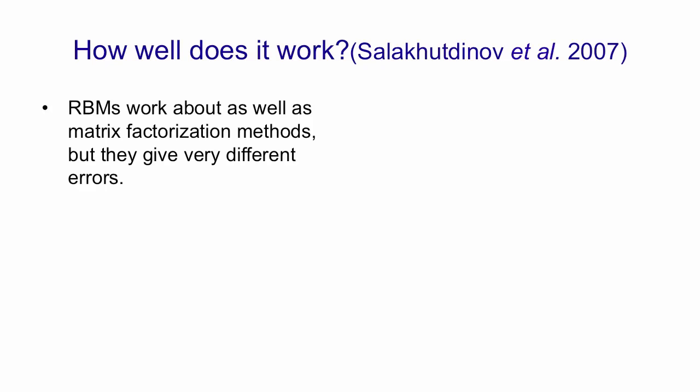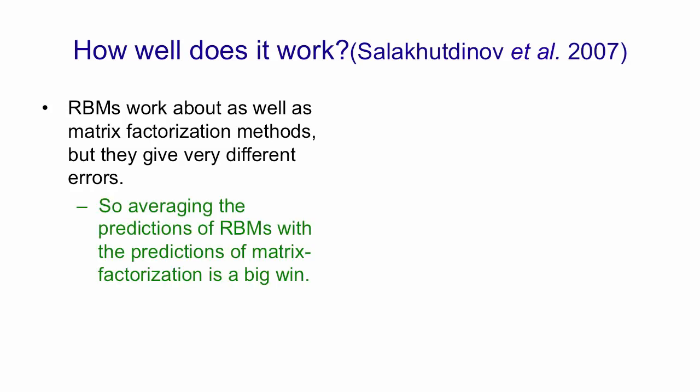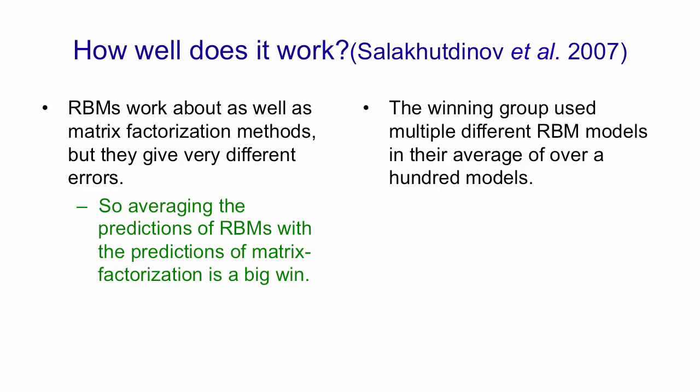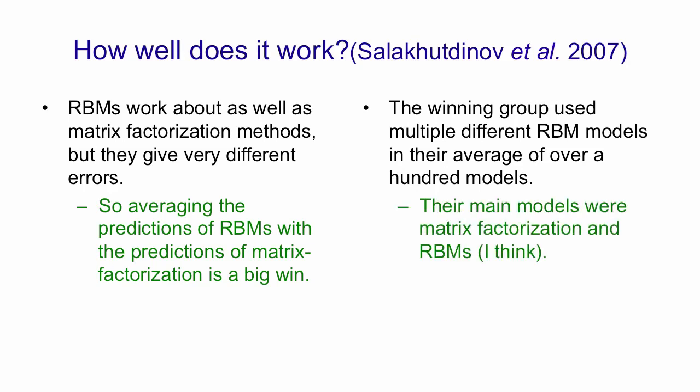And how well does it work? Well, the RBMs work about as well as the matrix factorization methods, but they give very different errors. What that means is that if you average the predictions of the RBMs with the predictions of the matrix factorization methods, you get a big win. And the winning group actually used multiple different RBM models in their average, and multiple different matrix factorization models, and I think probably other models as well. As far as I know, their main models were matrix factorization models and RBM models.